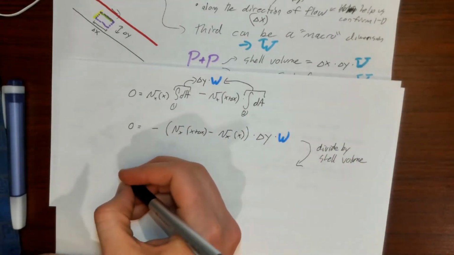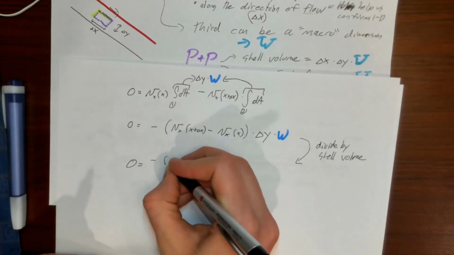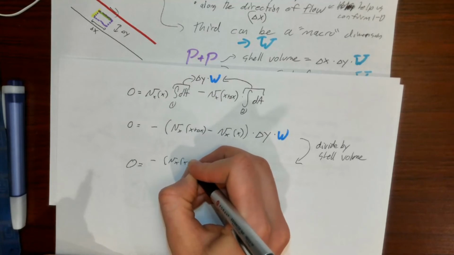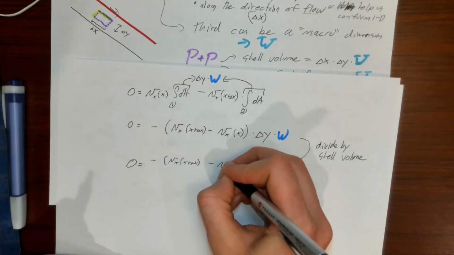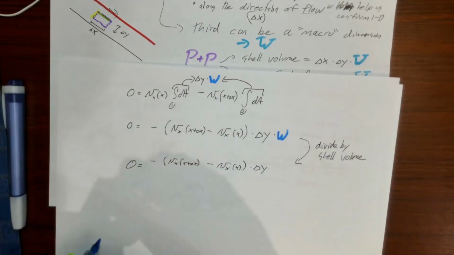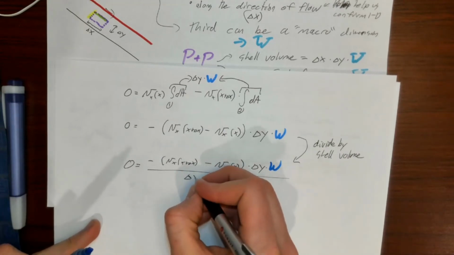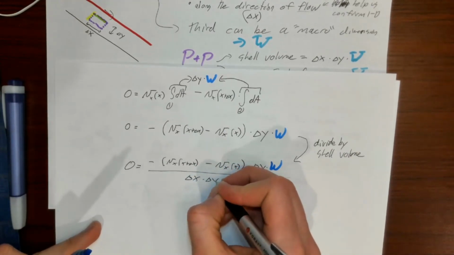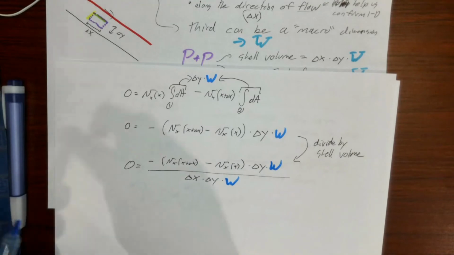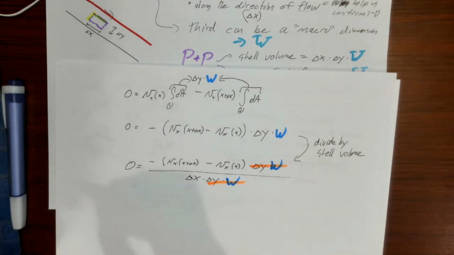So what do we get? We get 0 is equal to minus Vx at x plus delta x minus Vx at x times delta y times w. We divide it by shell volume, which we said was delta x times delta y times w. We get some interesting cancellations, right? So we get some helpful cancellations. These cancel, these cancel. So take a moment now, pause and ponder.